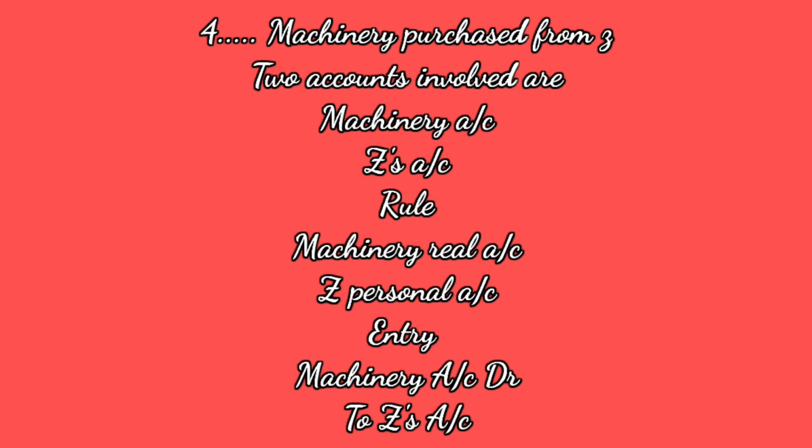Now Z's account, it is a personal account, so the rule of personal account we have to apply here. What is the rule for personal account? That is debit the receiver and credit the giver. Here Z is the giver of the machine or machinery, therefore Z's account is credited. Now let's see the journal entry: machinery account debit and Z's account credit.